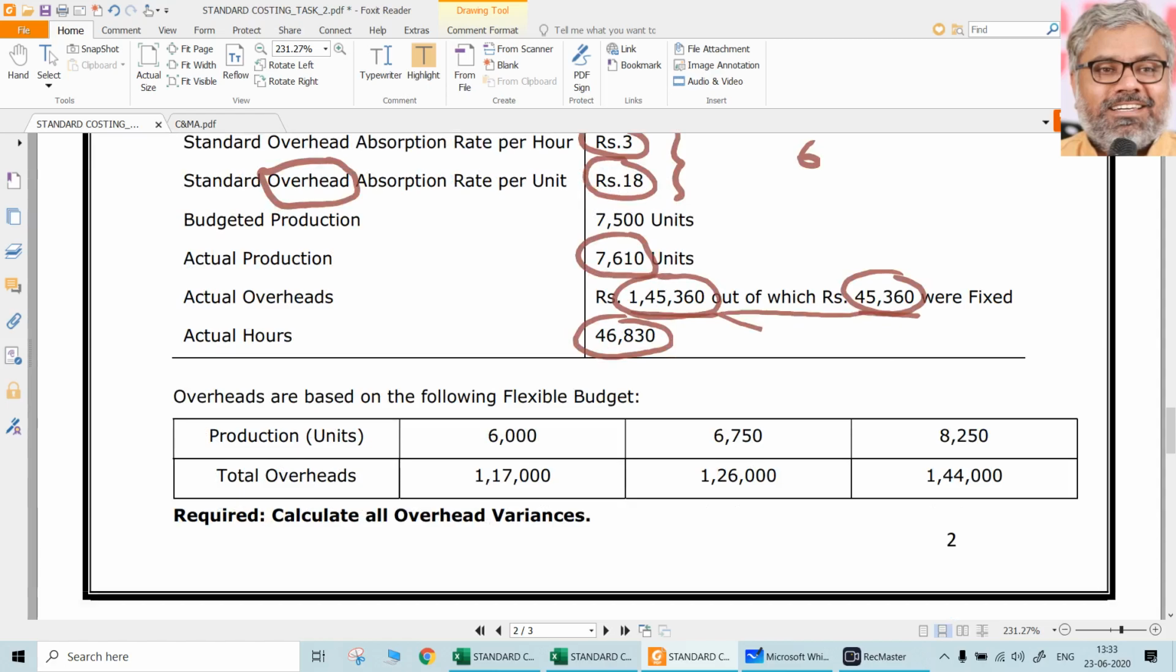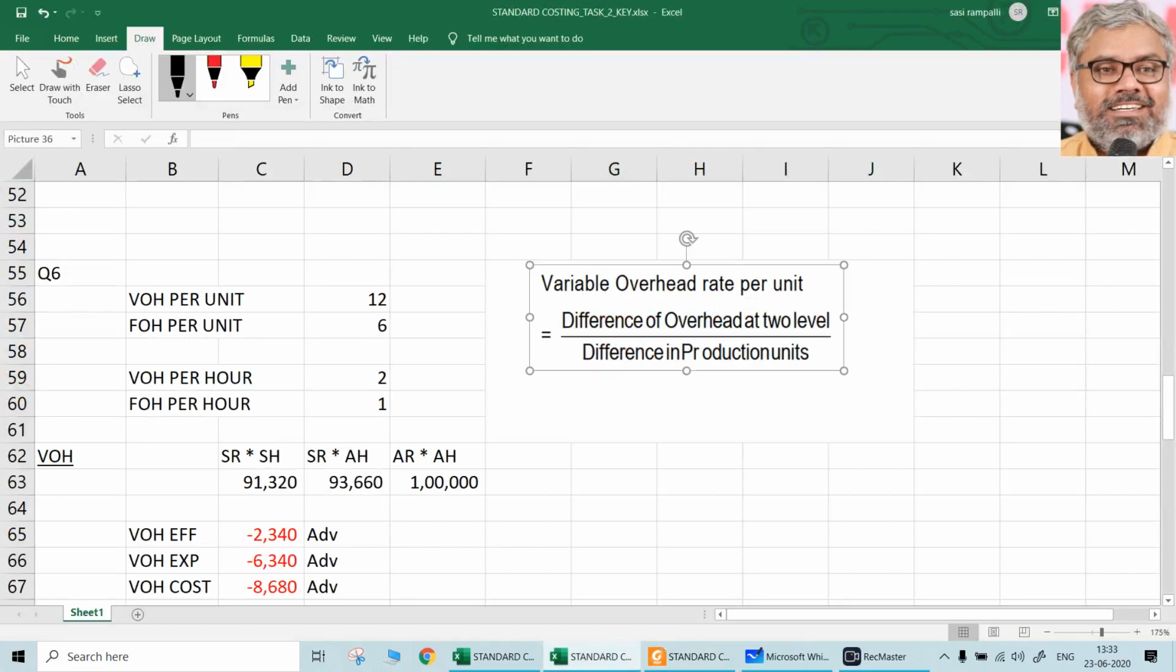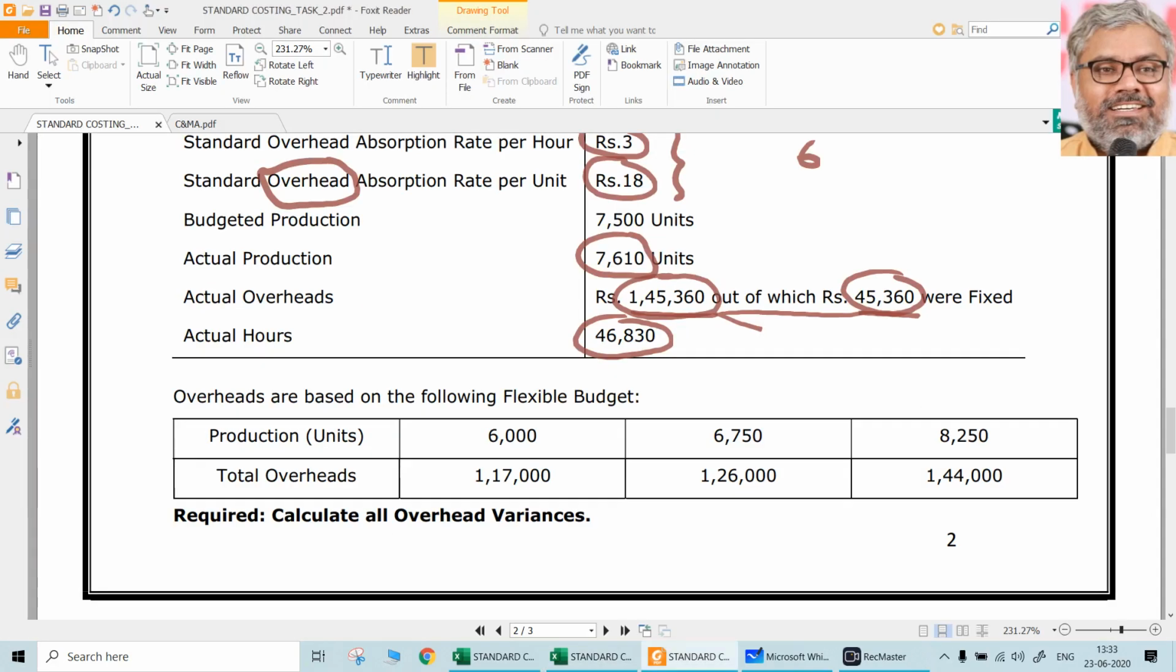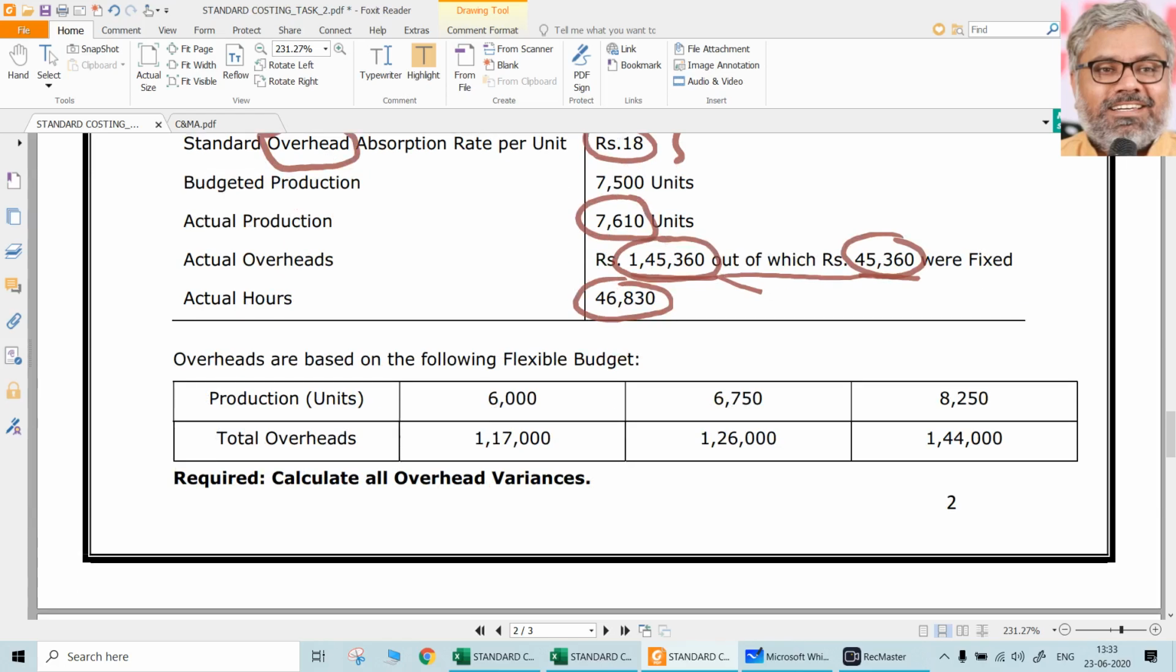Our job is to segregate the fixed and variable portion, and I have given that already in the key, the hint. How to get variable overhead rate per unit? This formula: difference in overheads at 2 levels divided by difference in production units, or difference in cost divided by difference in level of activity. That is the formula for calculating variable cost per unit. Same logic we have to apply.